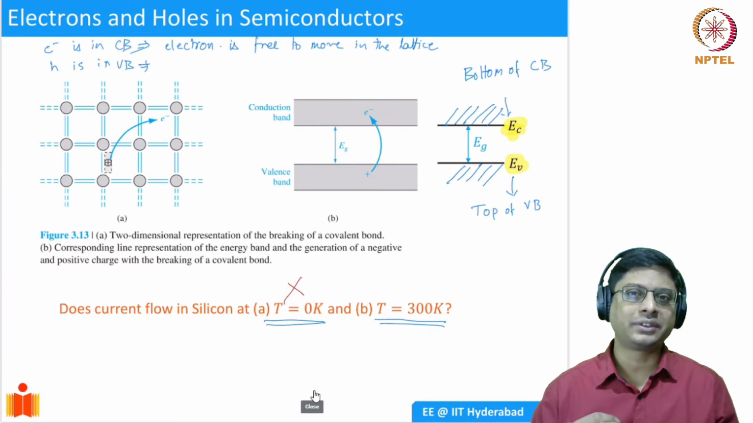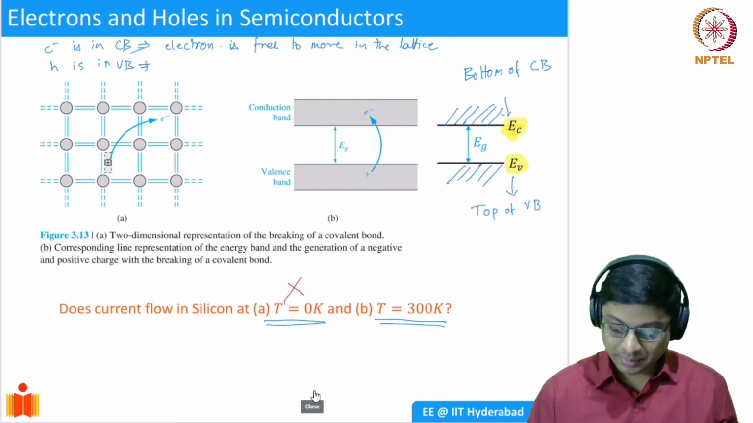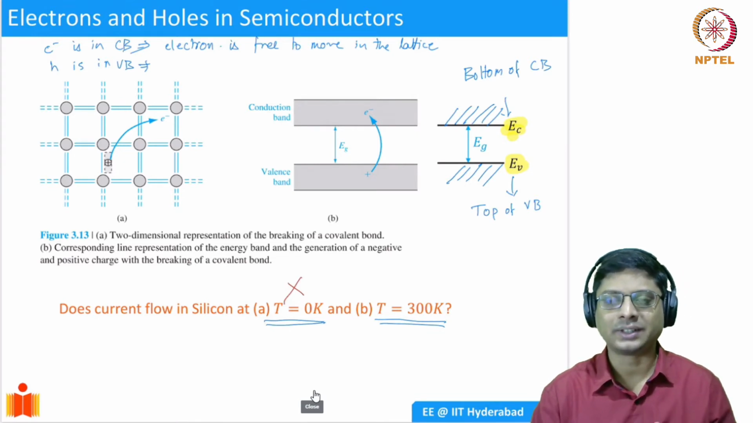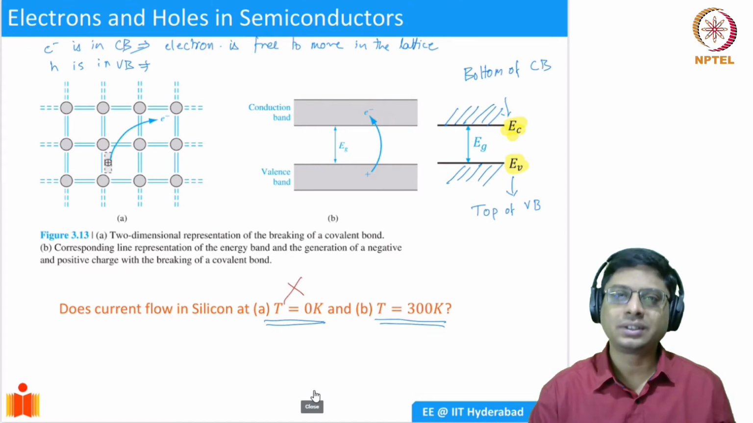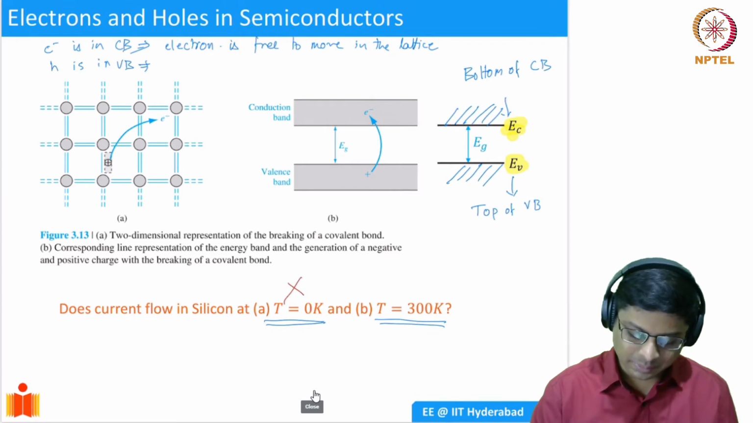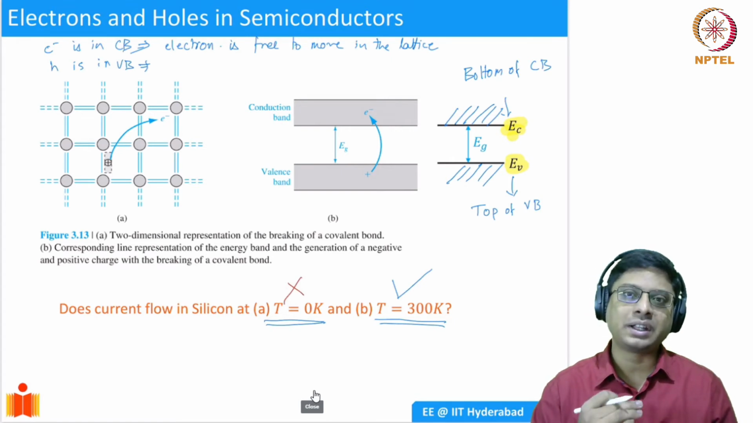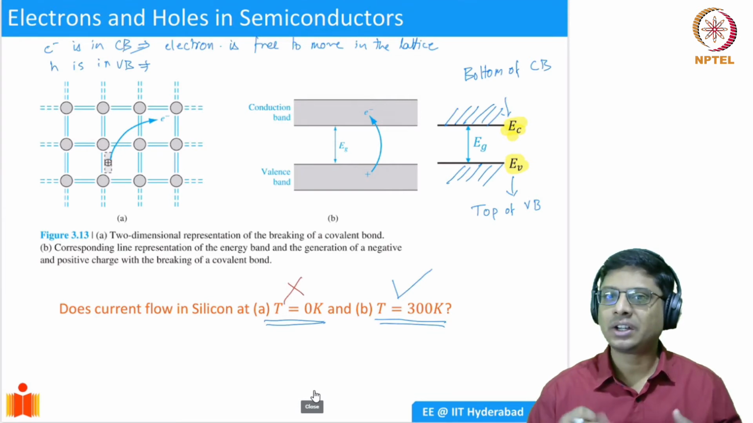When you do this, you're supplying energy, and some of this energy is used in breaking the covalent bonds which are binding the electrons to the lattice site. When you break a bond, the electron becomes free to move, and that electron goes into the conduction band. So it can help in current conduction. At higher temperatures, current conduction is possible. When an electron goes into the conduction band, what happens to the valence band? These atoms are electrically neutral. They are only sharing electrons, but no electron is being removed from the silicon atoms.